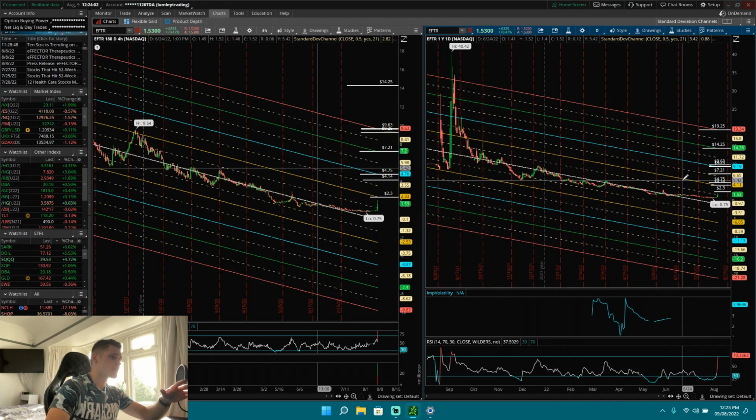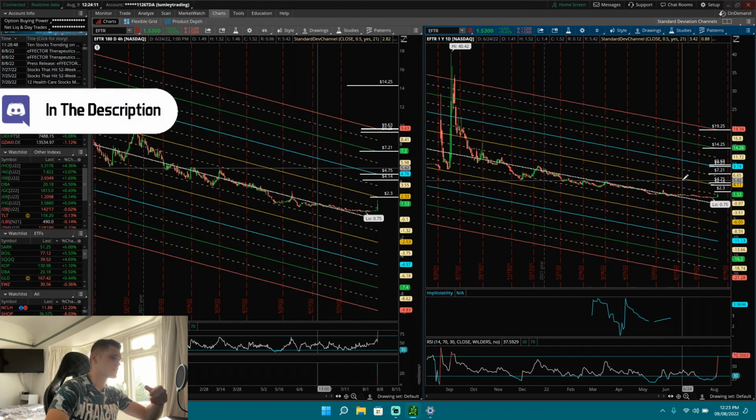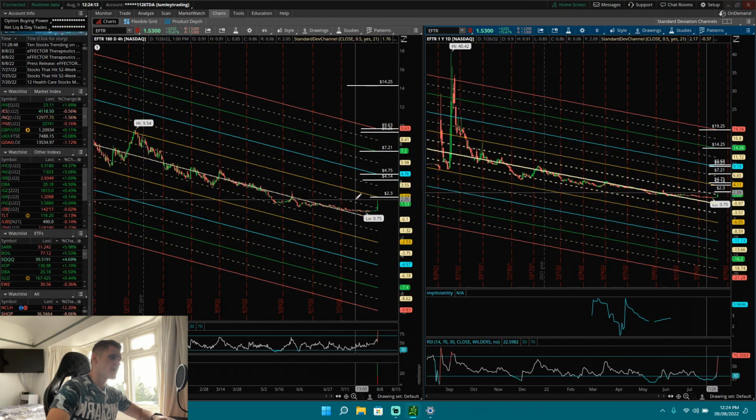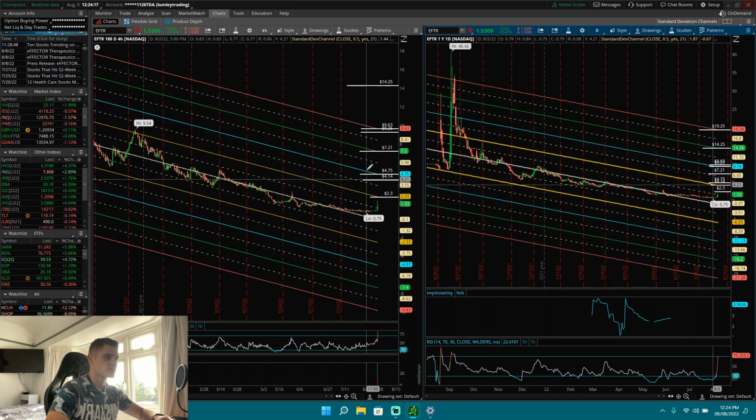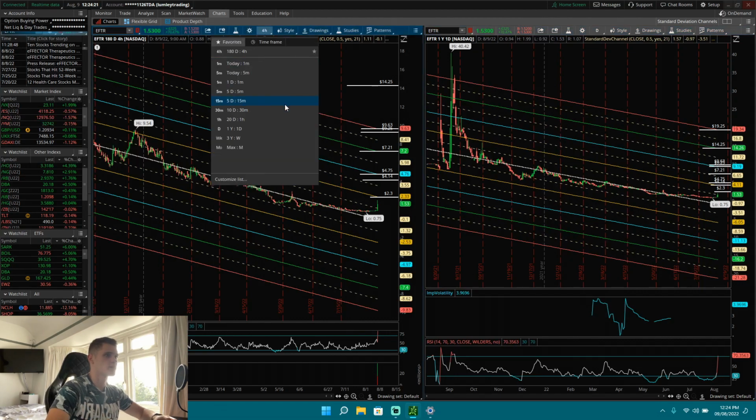Obviously, even the 414 is quite far from where we are now, would require over another 100% move from where we are currently. So really just to the upside, we could just be looking at around the 230 and then the $2 psychological level. But really the other resistances are just so far away because this stock has been quite volatile in the past 180 days and year.